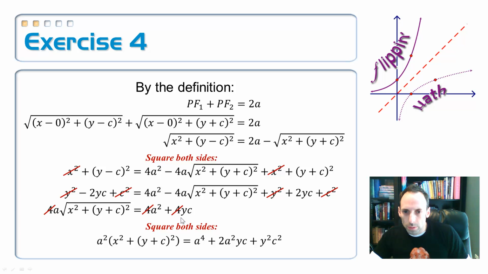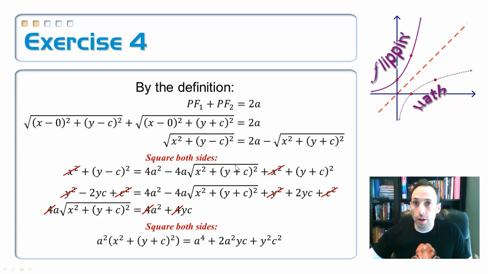And let's see, what happened here? Plus 2ac, oh, because it's a binomial, right? It's a binomial, I had to square that thing out. So the first one squared, and then multiply the two of them together and then double it, so 2a squared yc. And then finally the last one squared, so y squared c squared.